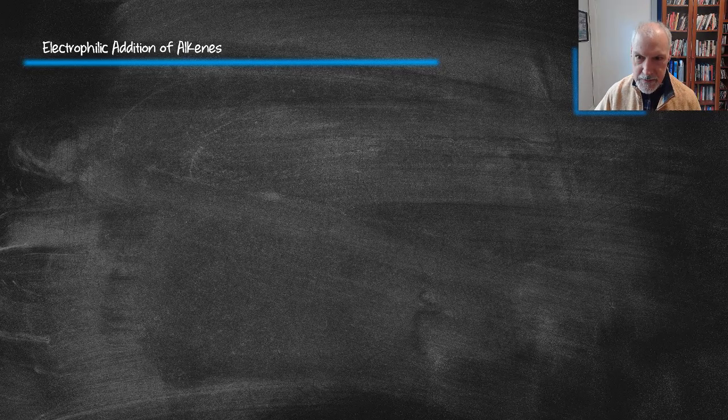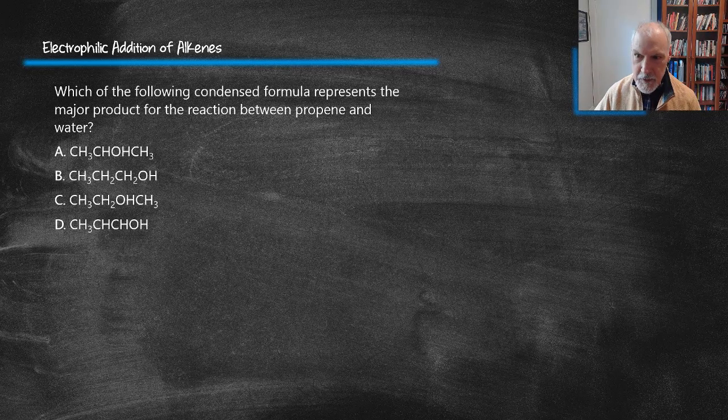Let's try a question involving these ideas. Which of the following condensed formulas represents the major product between propene and water? So there's my propene molecule, and there comes water nearby. I'm showing the slightly positive hydrogen being closer to the double bond, because that's the one that will form. So the double bond breaks open and bonds with that hydrogen, and then the hydrogen-oxygen bond breaks by heterolytic fission, creating an OH ion.